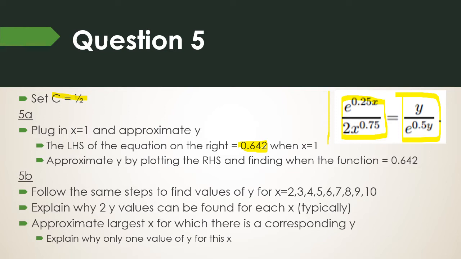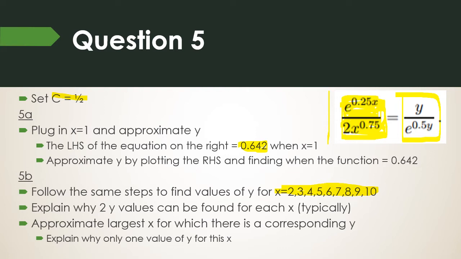5b asks you to do the exact same thing, but for all these different values of x, from 2 till 10. And so for each one, you just plug in, for example, 2, into the left-hand side of the equation. You figure out what it equals, and then you look at the graph for the right-hand side of the equation and figure out what value of y will make that function equal to the computed value of the left-hand side.